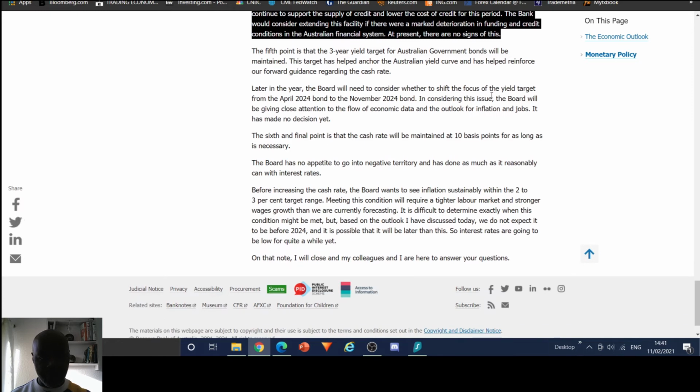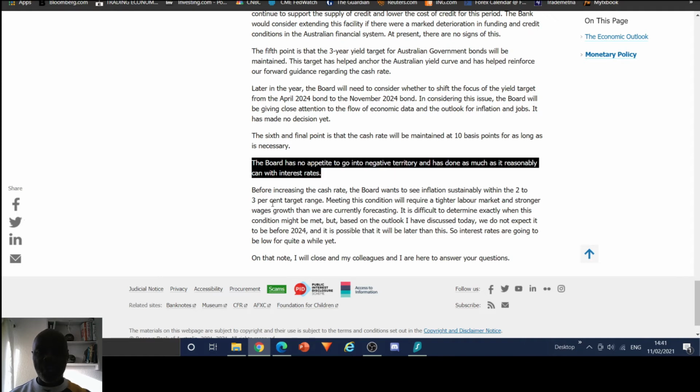Let me just go down this. So what this last bit talks about is they're not changing the interest rate. They're keeping that at 10 basis points or 0.1%. That's where they're keeping the interest rate. And look at this statement here, guys.